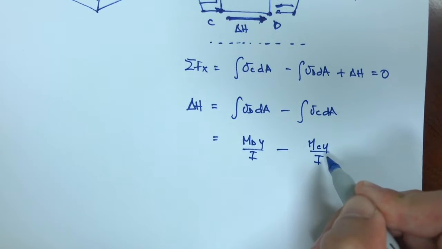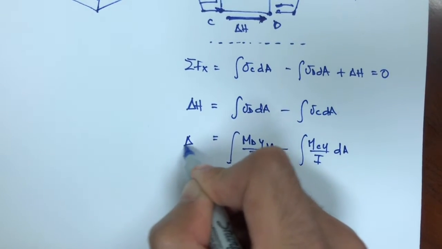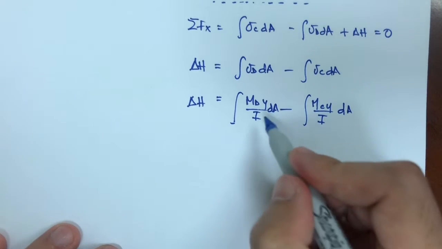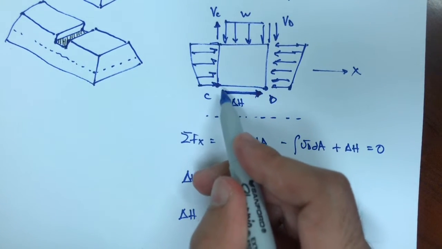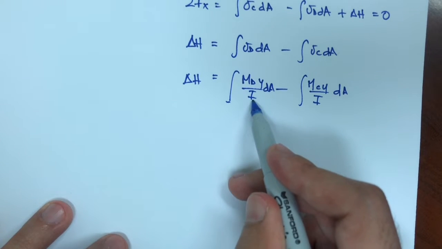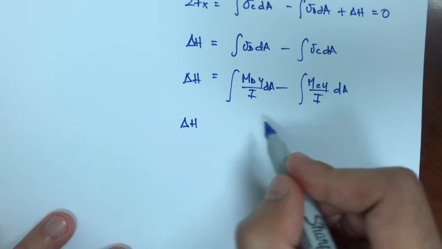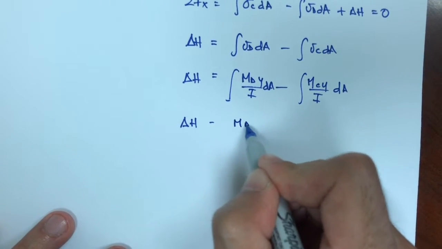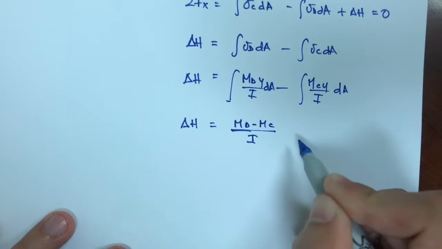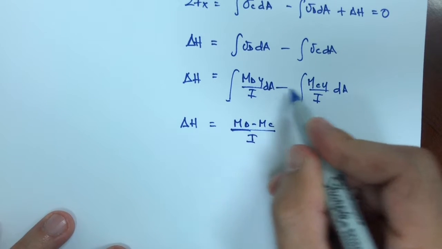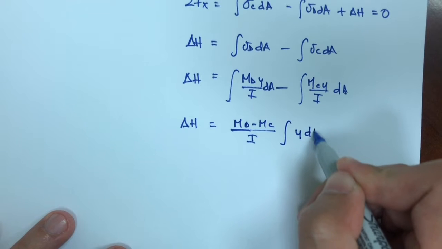So minus both integrals with respect to the area, or area integrals, and these are going to be constant. Whatever C's and D's I choose, the moment is not going to change, the inertia is not going to change. So what I can do from this is MD over I minus MC over I, and they're going to be factors of the integral of Y dA.